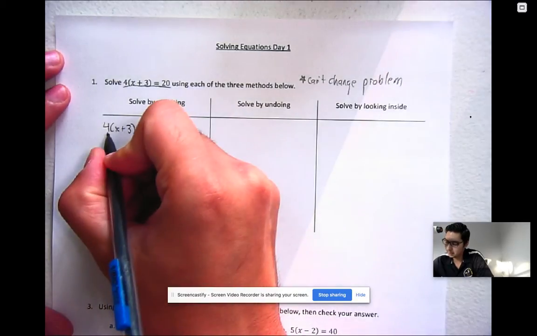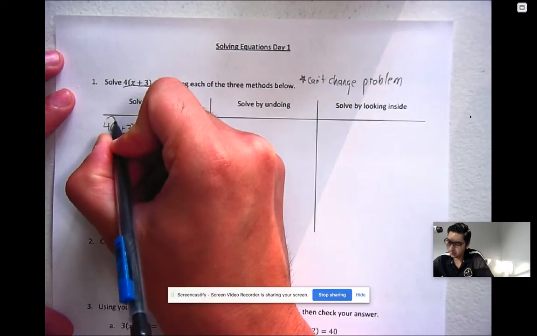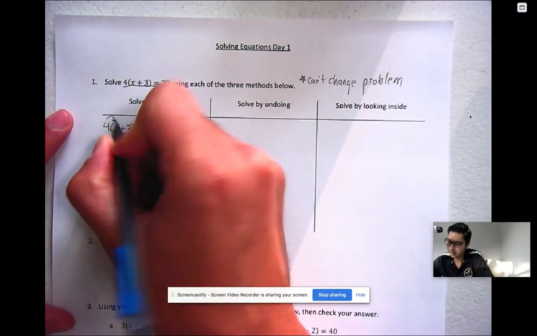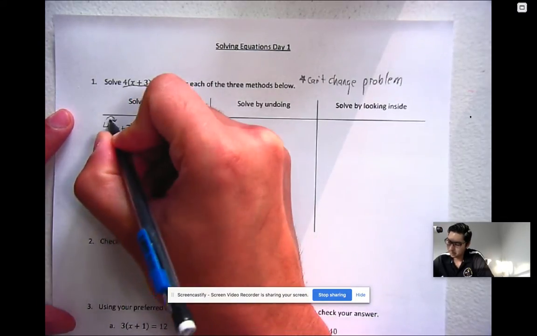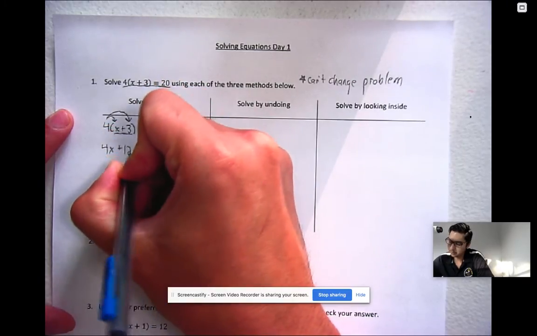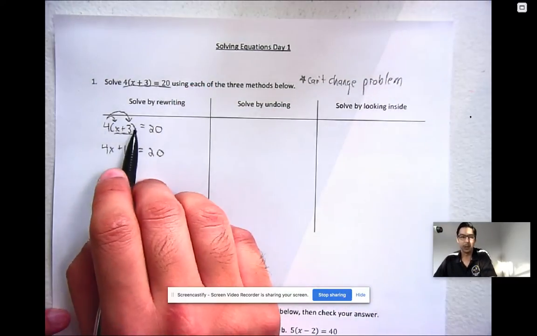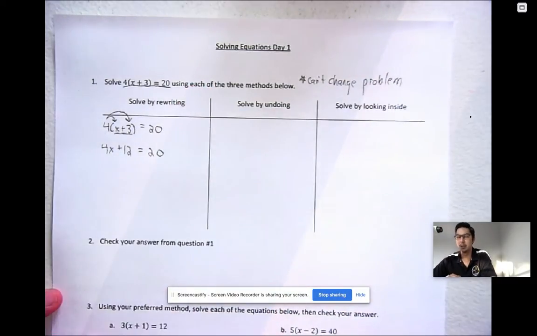So we have the problem 4 times x plus 3 equals 20, and we're going to solve by rewriting. What that means is, notice that it's 4 times 2 things. So we can distribute that 4 here. So you have 4 times x, which is 4x. And then you have 4 times 3, which is 12. And then that still equals 20. So this is still the same thing as the original problem, just multiplied out.